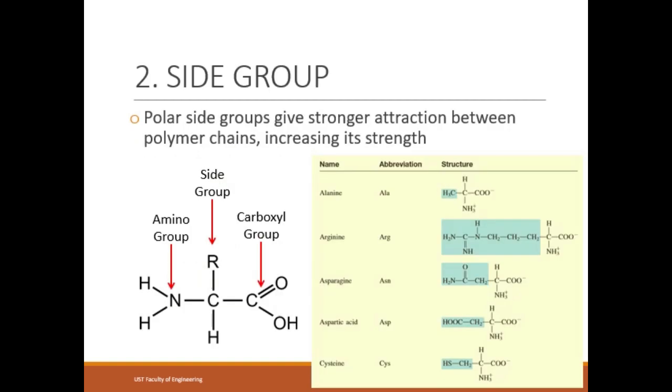Another attribute to the physical property of polymers is the type of side group present in a given monomer. In general, a monomer containing polar side groups has stronger attraction between polymer chains and therefore has a higher strength. Hence, in this given table, the polymers of aspartic acid and asparagine have the highest strength as they have the most polar side chains.